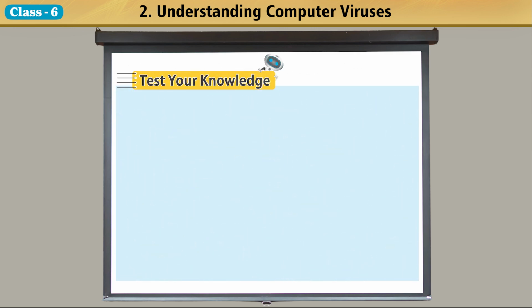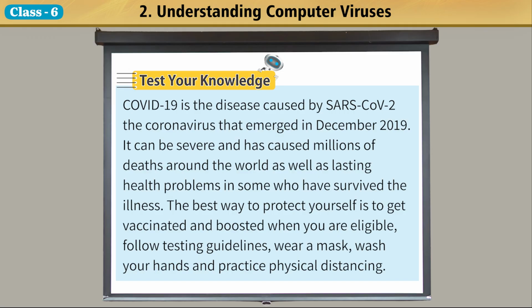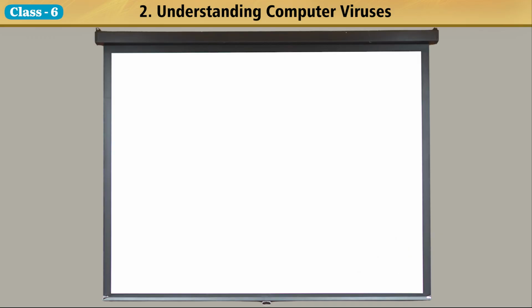Test your knowledge. COVID-19 is the disease caused by SARS-CoV-2, the coronavirus that emerged in December 2019. It can be severe and has caused millions of deaths around the world as well as lasting health problems in some who have survived the illness. The best way to protect yourself is to get vaccinated and boosted when you are eligible. Follow testing guidelines, wear a mask, wash your hands and practice physical distancing.